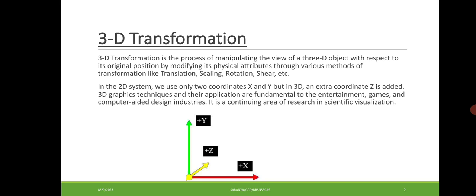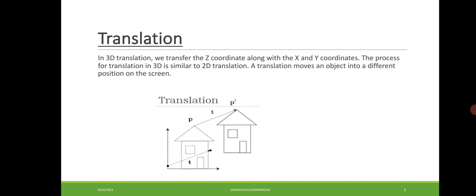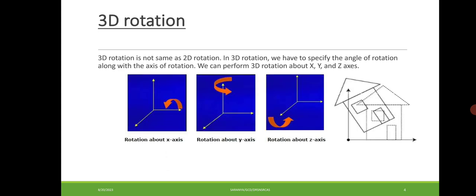The 3D transformation contains three axes, x, y and z. The next one is translation. We are moving an object to some other position using the x coordinate, y coordinate or z coordinate, but we need to combine two coordinates together. This is translation. The next one is rotation, moving an object using a single axis, x or y or z. Using any one axis we are rotating an image, that is 3D rotation.